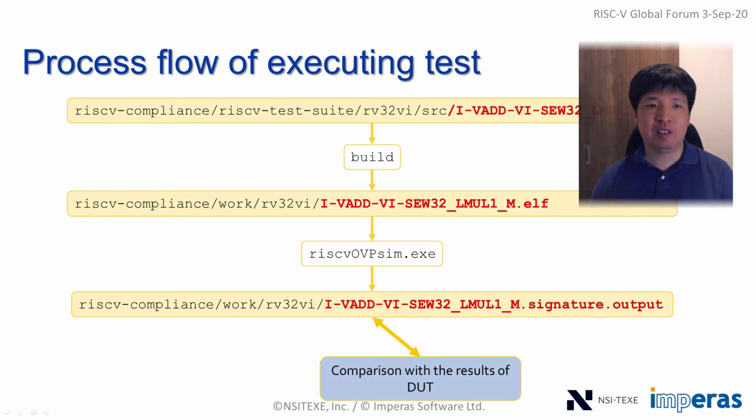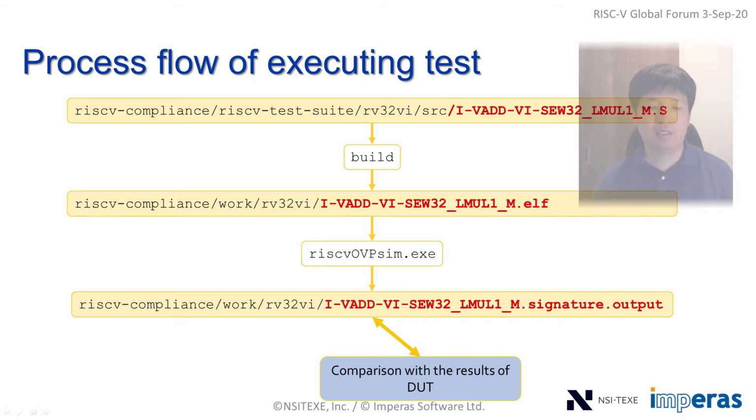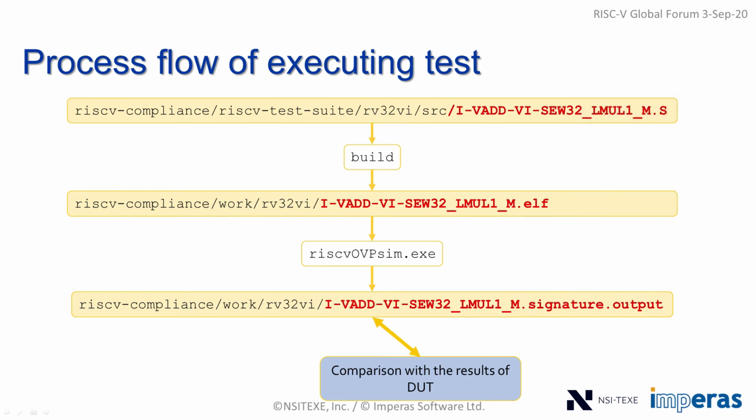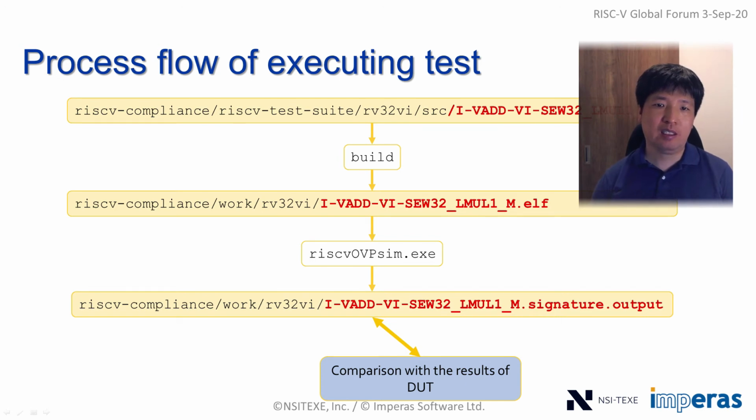This is a graphical representation of what I have already described. Here is the assembler test; compiling the assembler test, we get the ELF file. The ELF file is the simulator input. The simulator generates the signature. The generated signature will be compared with the DUT.